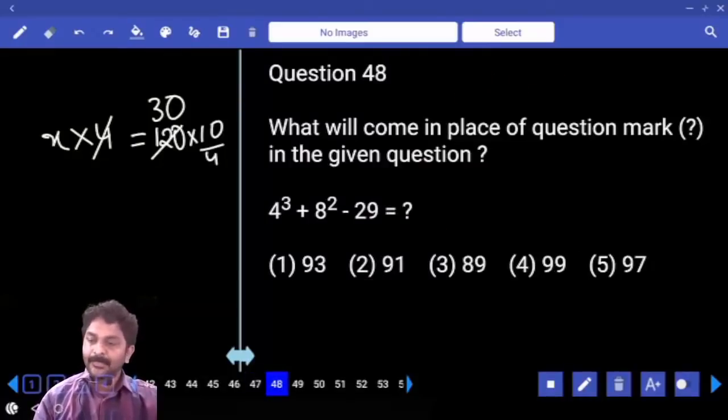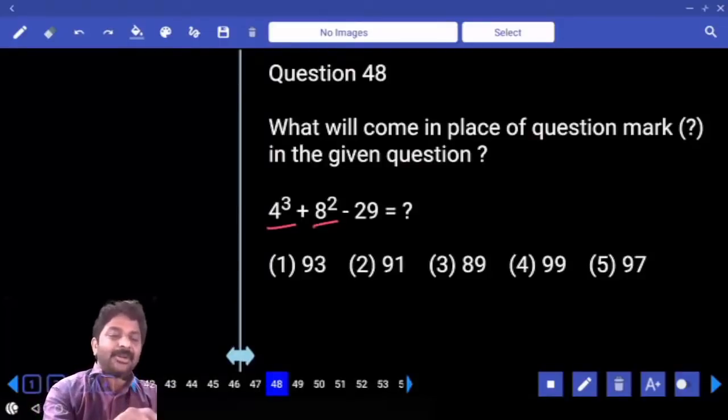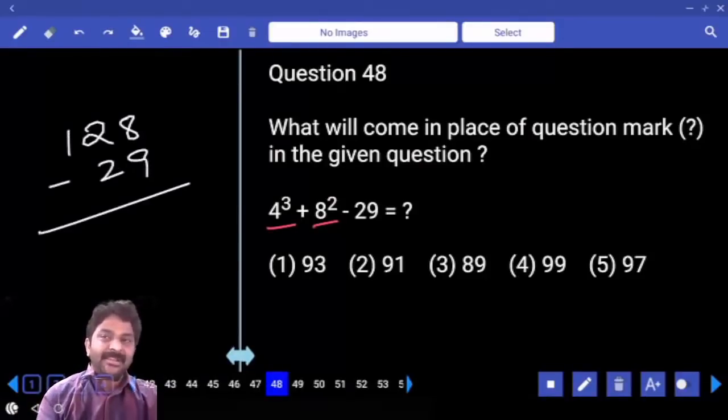Next. 4 cube 64, 8 square 64, total 128. From this we have to subtract 29, right? First subtract 28, again you have to subtract one more. 100 minus 1, 99, fourth option.